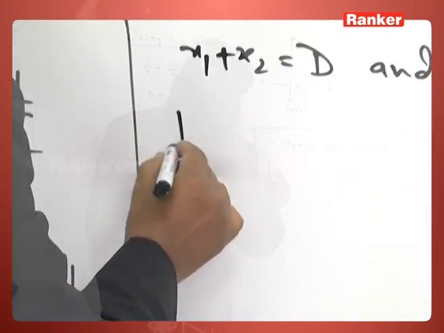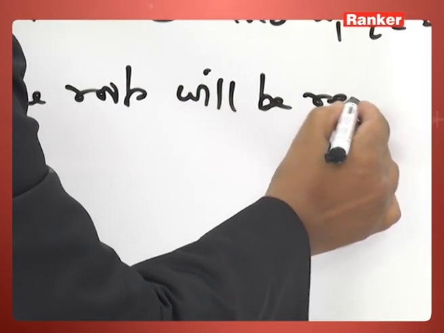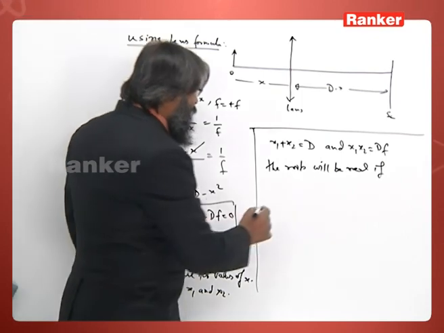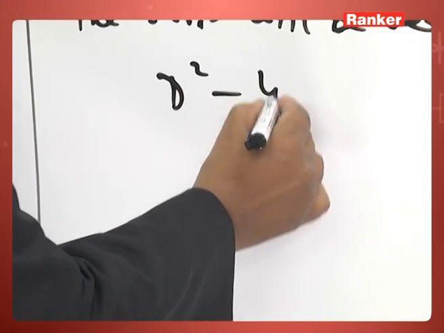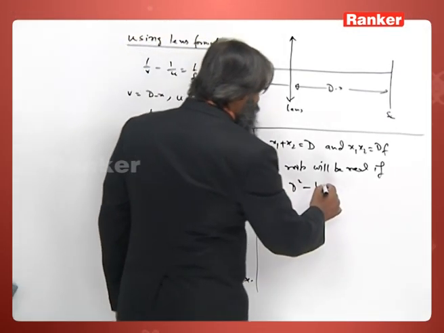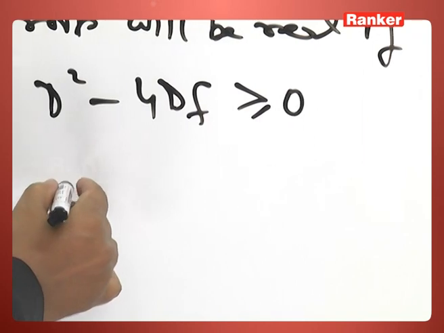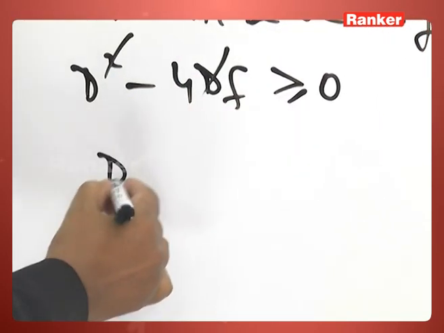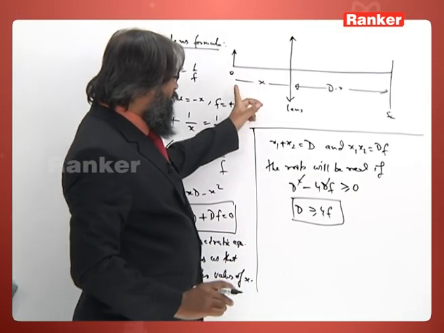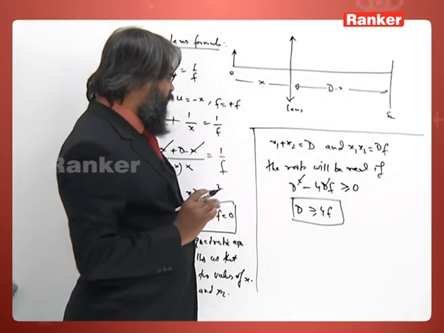So, now the roots will be real if the discriminant, b square minus 4ac, that is D square minus 4 into a, where a means the coefficient of x square, which is 1, and c means Df, so 4Df, is greater than or equal to 0. So, one D cancels out. So, D is greater than or equal to 4f. Thus, the distance between the screen and the object must be greater than 4f.